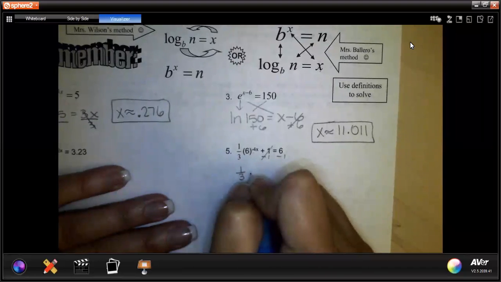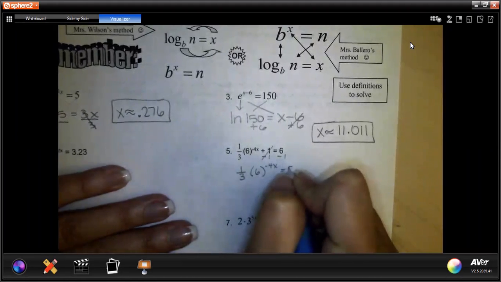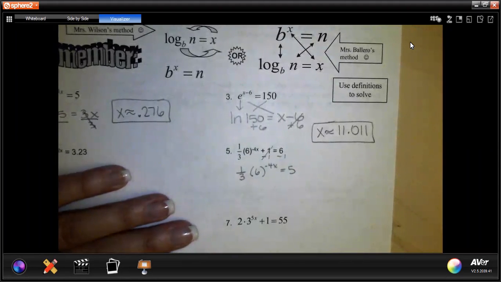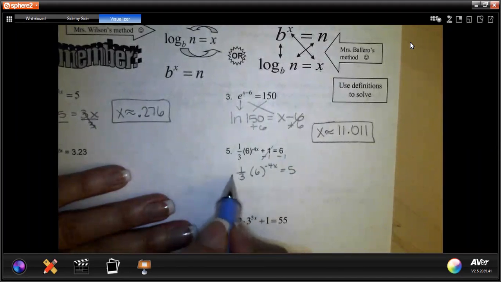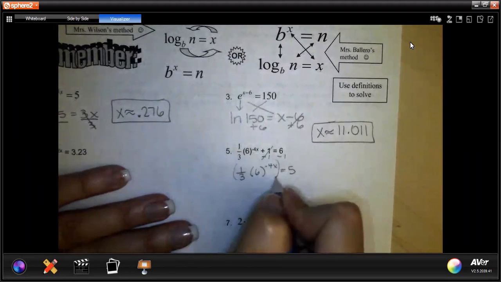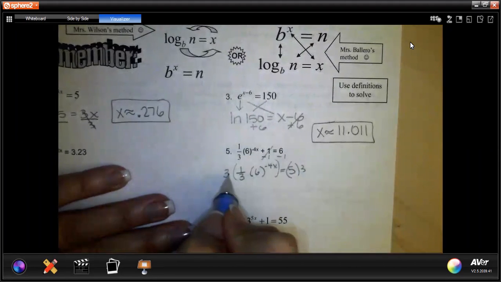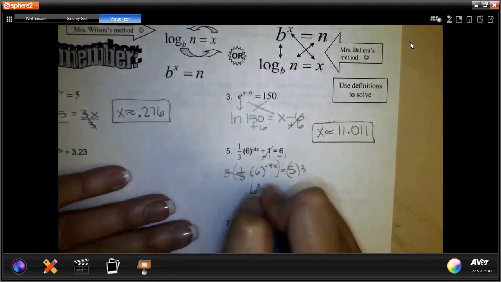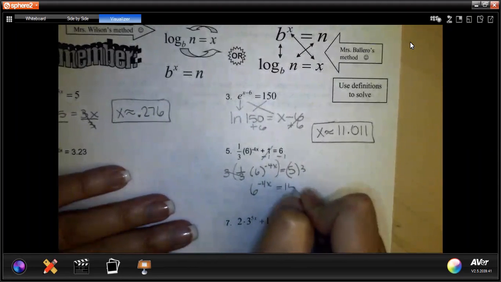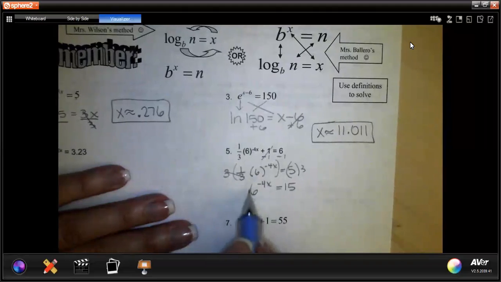That gives us 1/3 times 6 to the negative 4x is equal to 5. Our next step is to get rid of this 1/3 so that we're leaving this term by itself. We want to isolate it. So I'm going to multiply both sides times 3 to get rid of the 1/3. That will cancel it there, giving me 6 to the negative 4x is equal to 15. Now we're ready to use the definition. That's when you use it. When it's isolated, it's completely by itself.